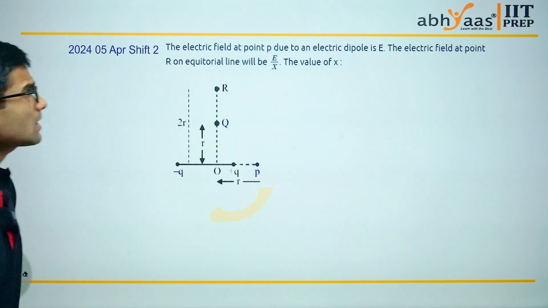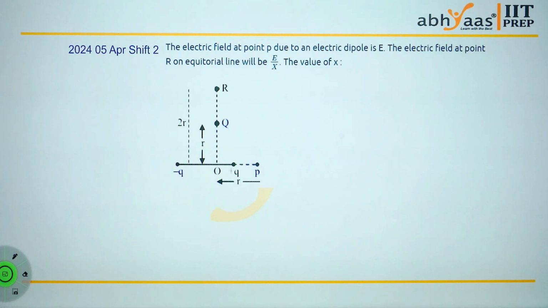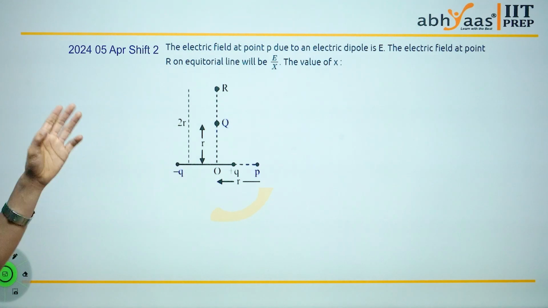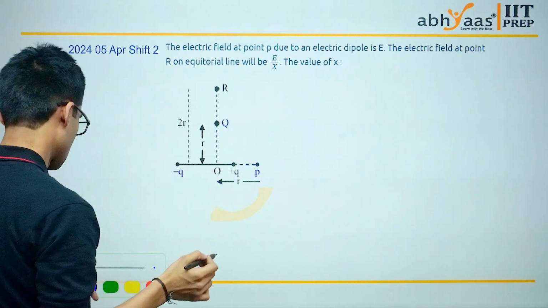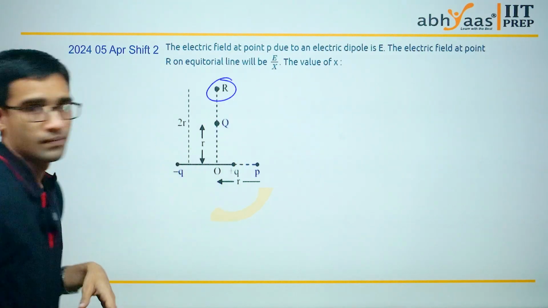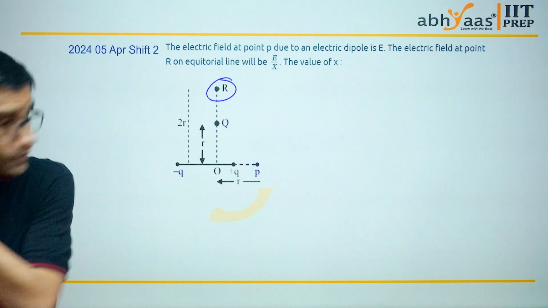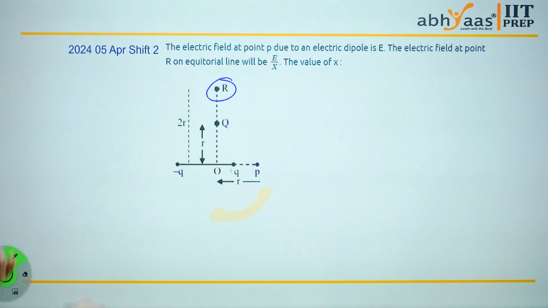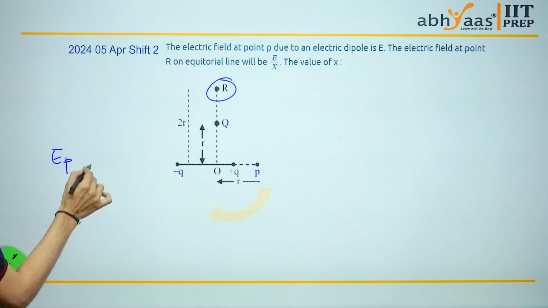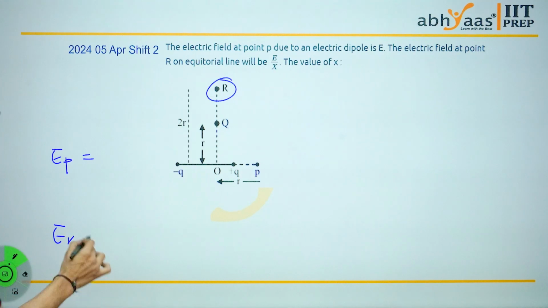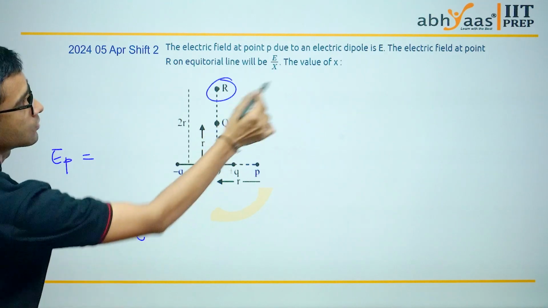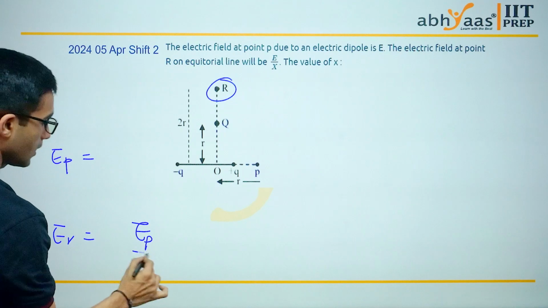Next one. Electric field at a point P due to an electric dipole is E. Electric field at point R you need to calculate. EP is given, so ER you need to calculate in terms of EP. It is EP by X.